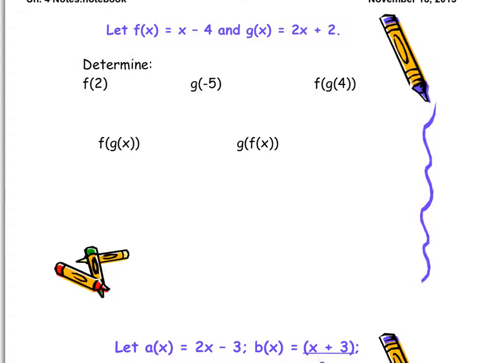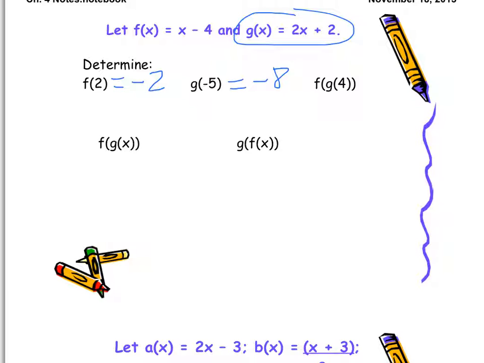Okay, so we got two functions here, f and g. All right, first one, f of 2. That's using the function x minus 4. That's just 2 minus 4. That's negative 2. Nothing too fancy there. This is just regular evaluation of functions. G of negative 5, that would use this function up here. 2 times negative 5 is negative 10, plus 2 is negative 8. Okay, and here we see a composition of f and g.